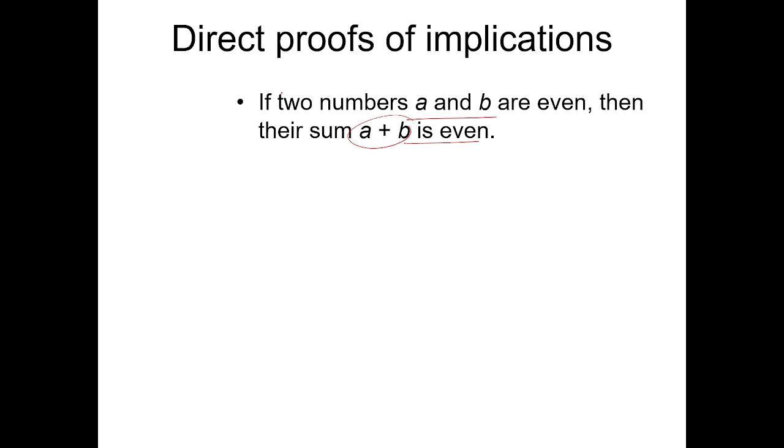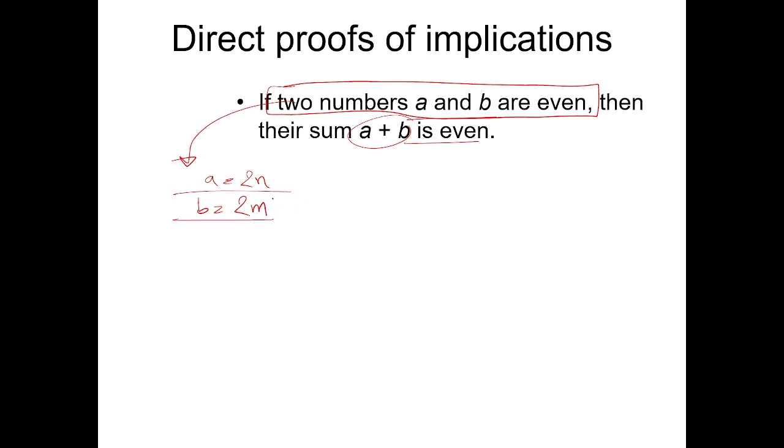Okay, so to prove this, we just suppose that this is true. Suppose that numbers A and B are both even. You don't have to prove this: 2m and 2n. So these numbers are both even. And then try to prove from here that their sum is even.